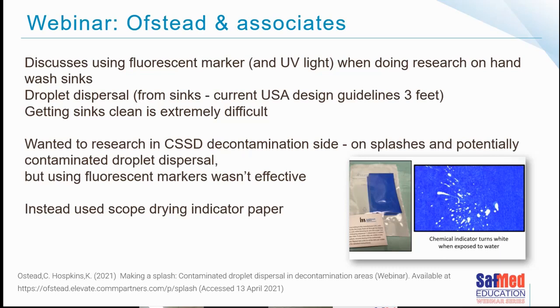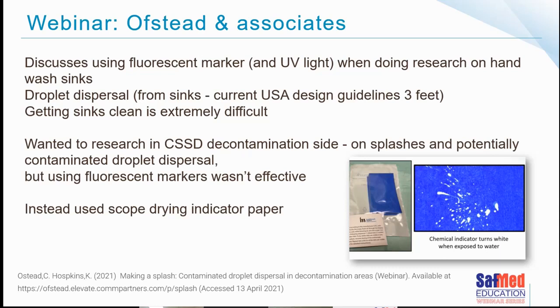She wanted to do some research focused on the dirty side of the CSSD on splashing. With splashing, you could potentially have contaminated droplets, contaminated droplet dispersal. She also tried using the fluorescent marker as the previous researchers had done from Germany, but she believed it not to be the most effective. It didn't give her a good enough view of what was happening from a splash point of view.